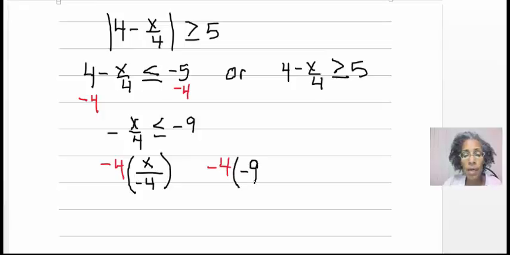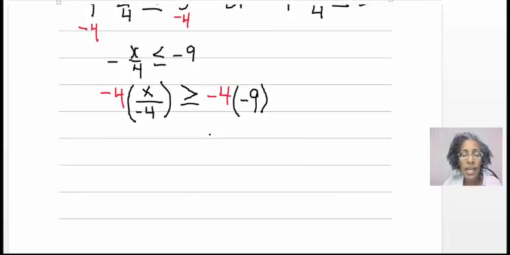Now because I'm multiplying by a negative, if you multiply or divide by a negative, your inequality reverses direction. So my inequality is now a greater than or equal to. So these negative 4's divide out to give simply an x, and then negative 4 times negative 9 is 36.